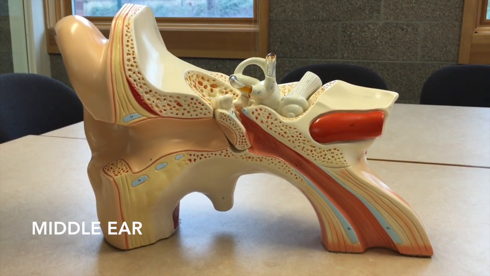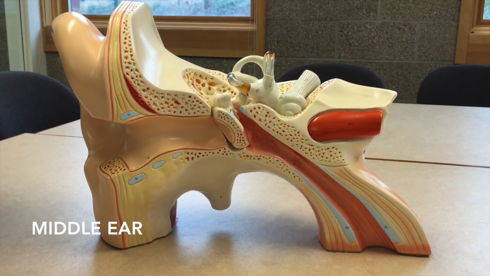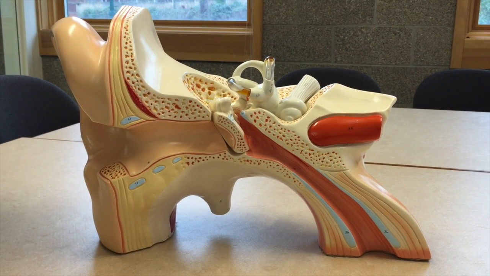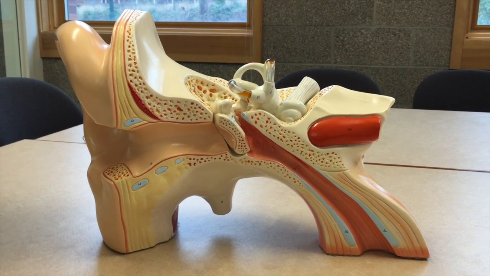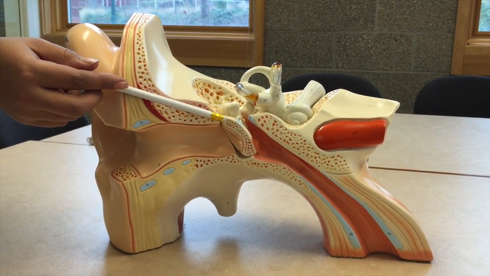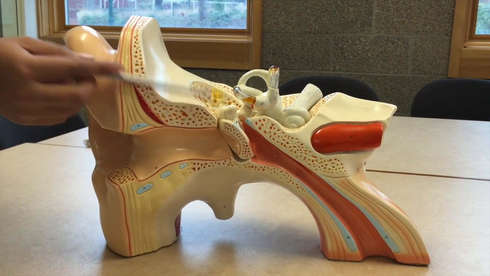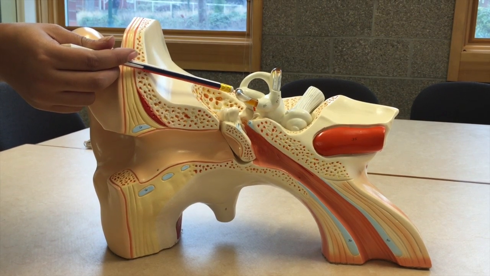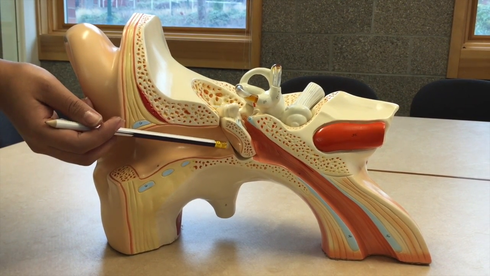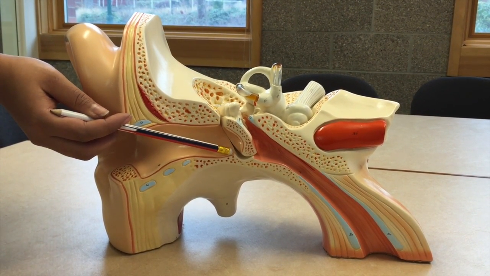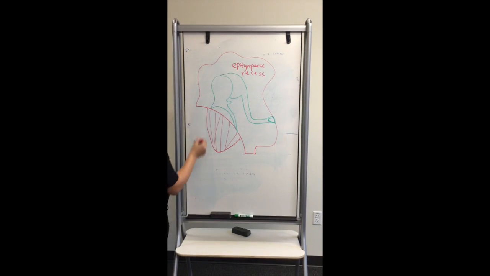The middle ear is described as an impedance matching system. It's an air-filled cavity that converts sound waves into mechanical energy. The tympanic membrane divides the outer ear from the middle ear, and it has 2 different cavities: the superior, which is also known as the attic, and the inferior, which is known as the mesotympanum. This is the tympanic cavity.